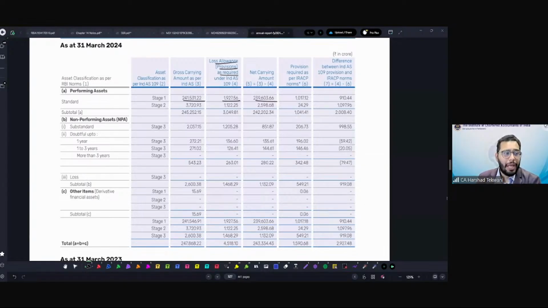Any doubt? Any other doubt, guys? And detailed reporting is actually done on the NPAs when it comes to the financial statements. I will show you an example of a detailed reporting also. This kind of detailed reporting is already done when it comes to your financial statements.